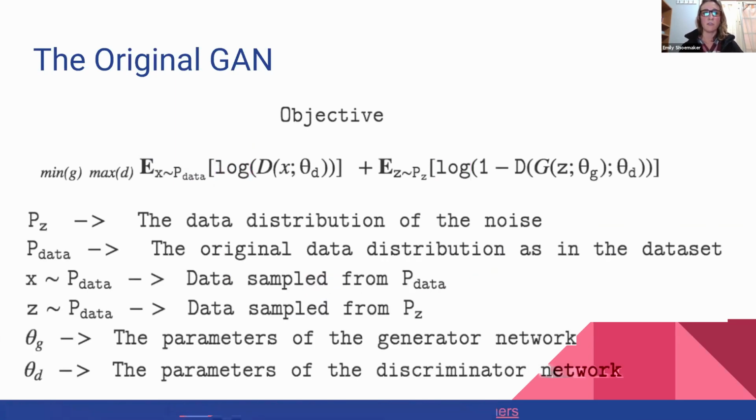As you can see in the equation, we are working with the data distributions of the noise as well as the original data set, which come from the samples. And then we have the parameters of the generator and the discriminator that are updated via backpropagation.